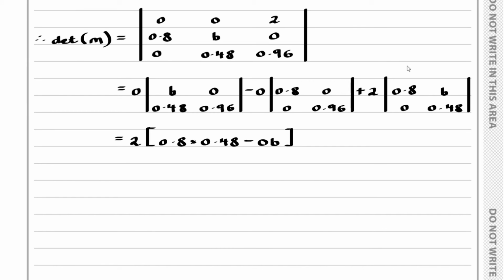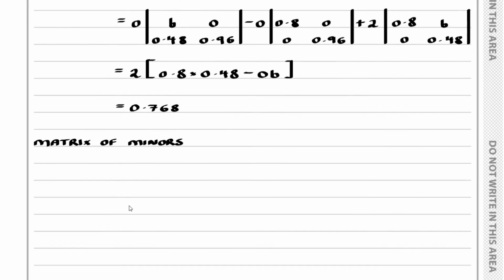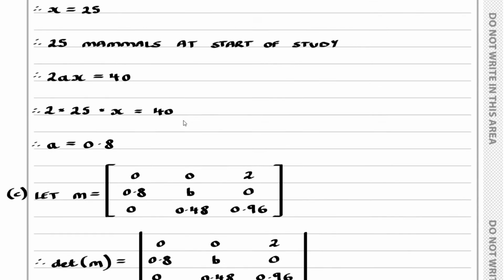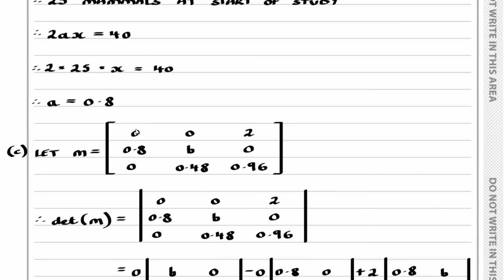What we will be left with is 2 multiplied by 0.8 times 0.48, subtract B times 0, as we see here. And working this out, we end up with 0.768. We've now worked out the determinant of M. Our next step is to find out the matrix of the minors. So we set up our matrix, and we'll expand row by row.